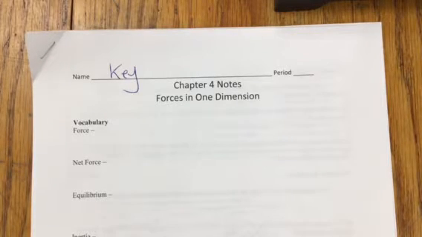All right, folks, we're going to take a look at the Chapter 4 notes. This is also known as the Newton's Laws of Motion notes. And when you look through this, on the front page, if you were able to print this, you're going to see a list of vocabulary.